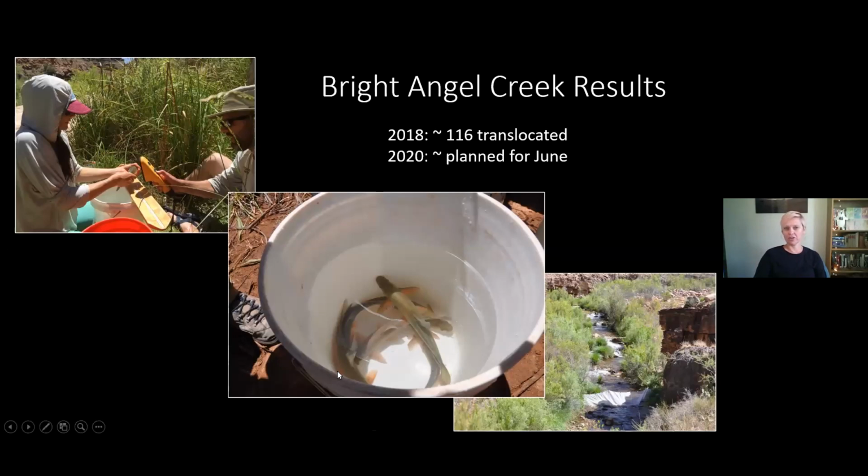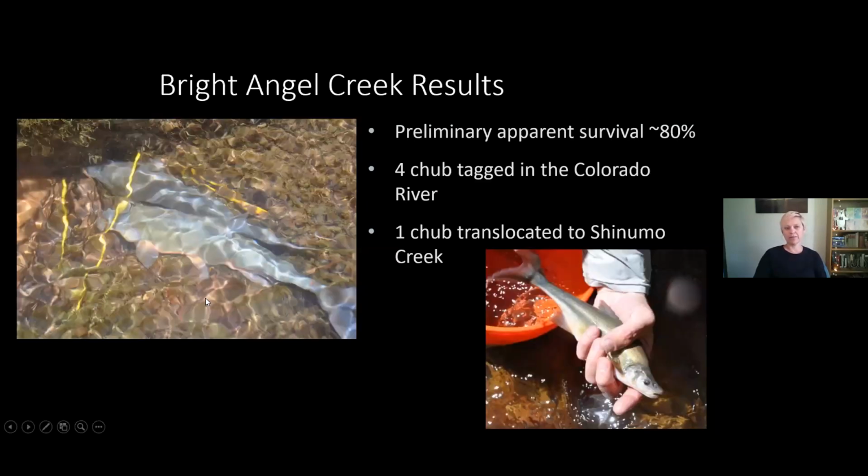And then in Bright Angel, we just translocated the first round in 2018. We plan in June to translocate another about 300 or so fish into Bright Angel Creek. And so we only have really preliminary information out of there. We had some trouble with flooding during monitoring trips in 2019. We do have a PIT tag antenna installed in Bright Angel Creek, so we can get some good data out of that.